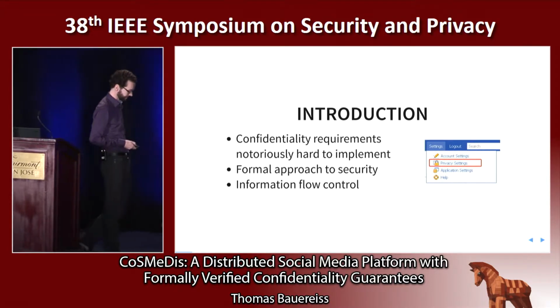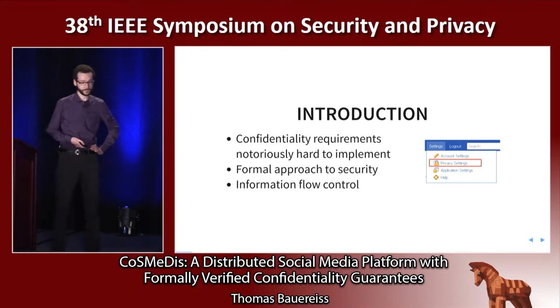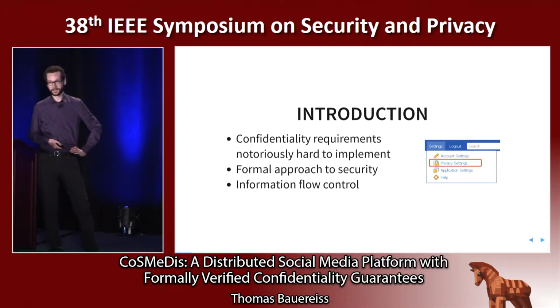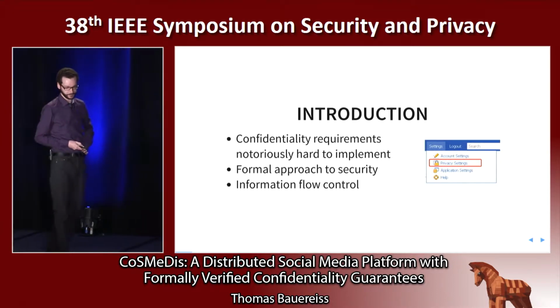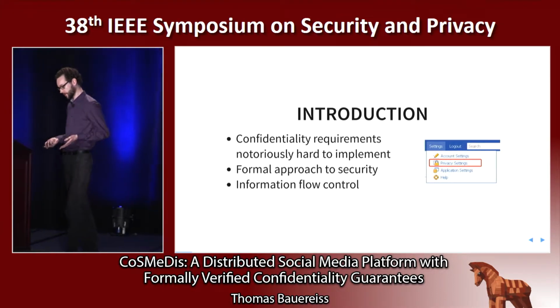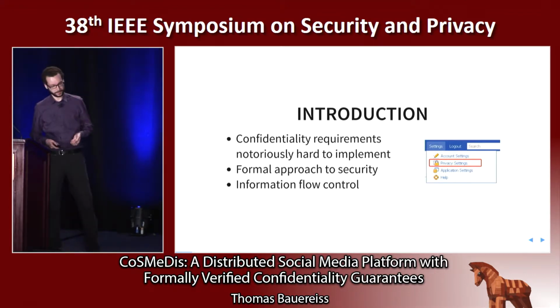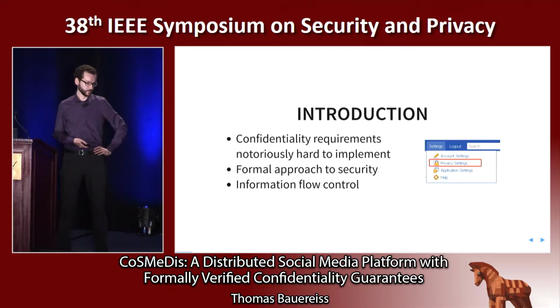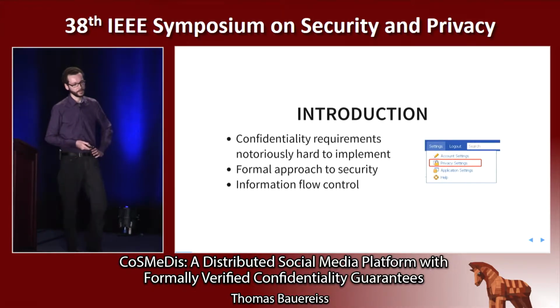So a small bug in the implementation, for example, a missing access control check, can easily lead to confidential data being leaked. So in this work, we wanted to follow a more rigorous approach and use information flow control. Capturing the confidentiality requirements as information flow properties and then formally verifying that there are no unintended flows of information in the system.